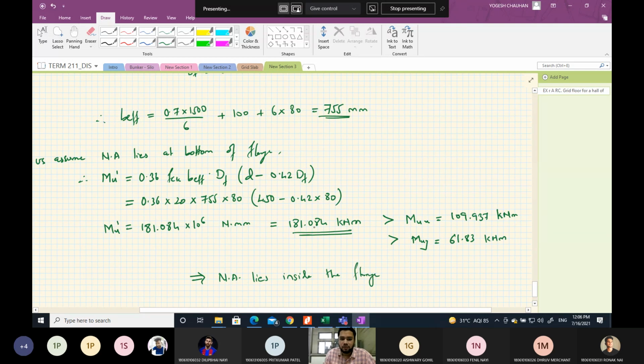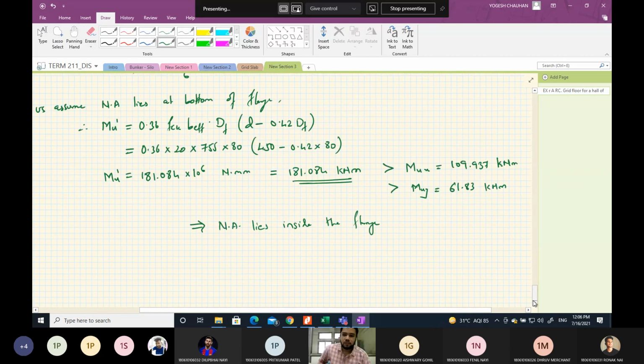And in case this value is less than the design moments, that means the neutral axis lies in the web. Okay, and we have to find the moment of resistance for T section with neutral axis lying in web. So in the present case, the neutral axis lies inside the flange because the moment of resistance, assuming that the neutral axis lies at the bottom of flange, is more than the design forces.